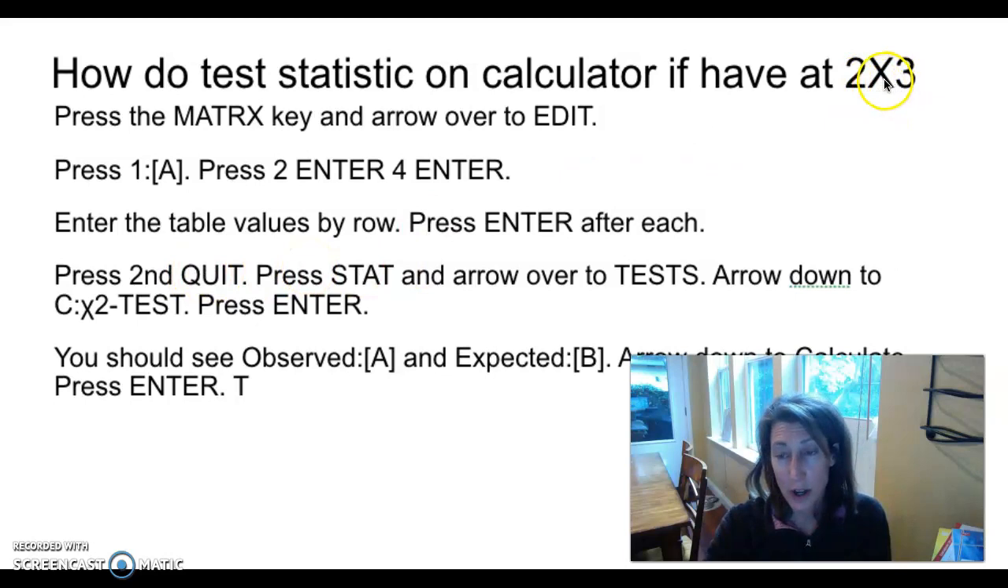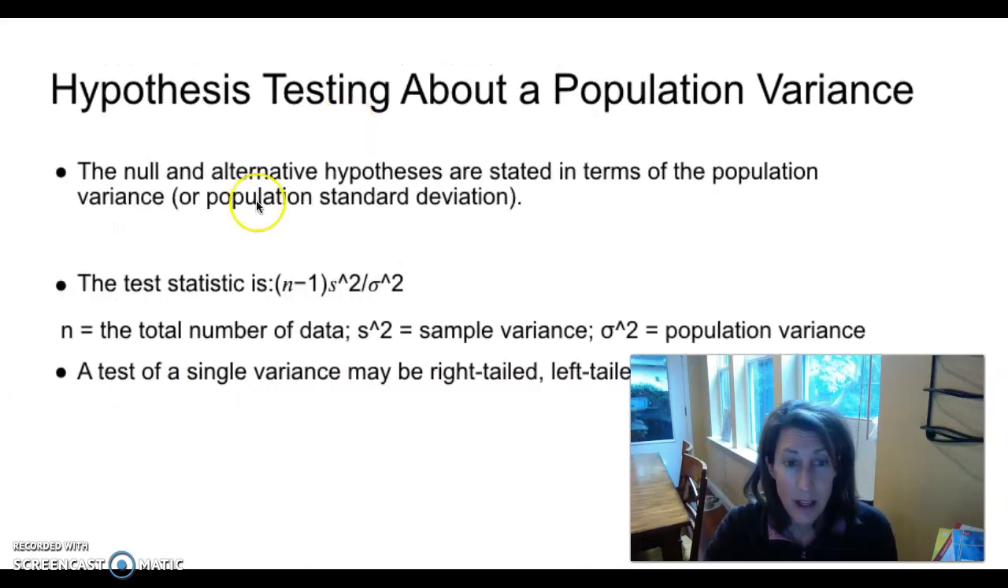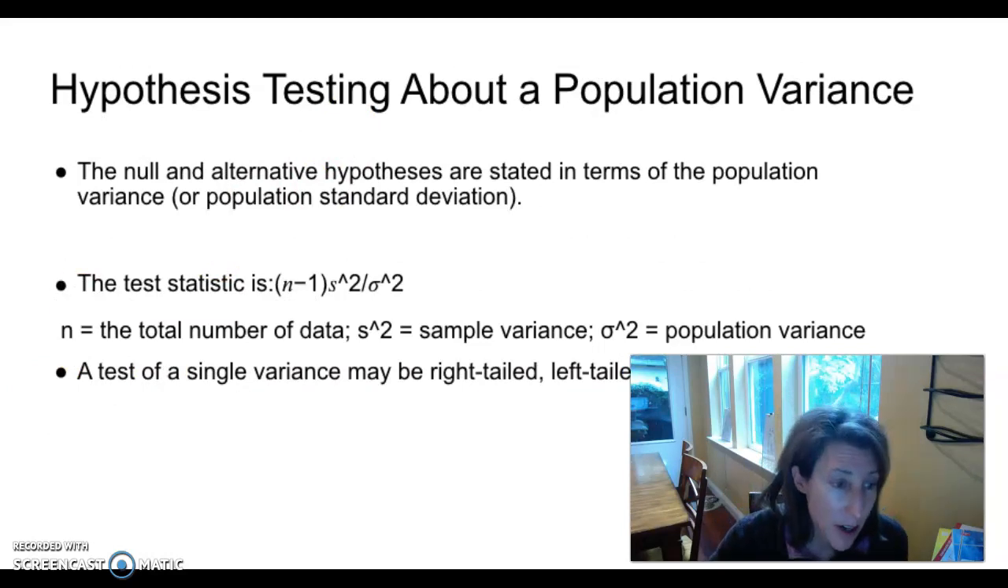This isn't for our example, I apologize. This is if we're just doing a simple 2 by 3. We could do a 2 by 5 if we wanted. So let's say we go back to do our test. You do stat, arrow over to test, and arrow down to chi-square test. You'll see it. Once you have the matrix put in there, which is the observed and the expected values, you have to do the data entry, then you can just do the test. That's one type.